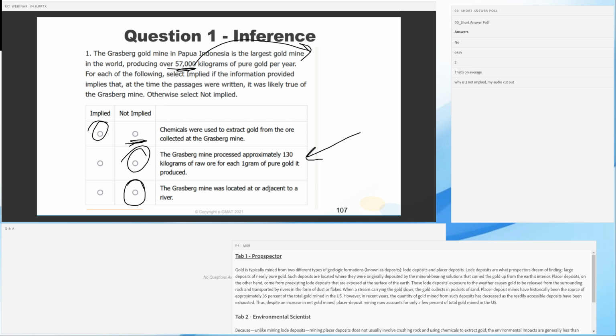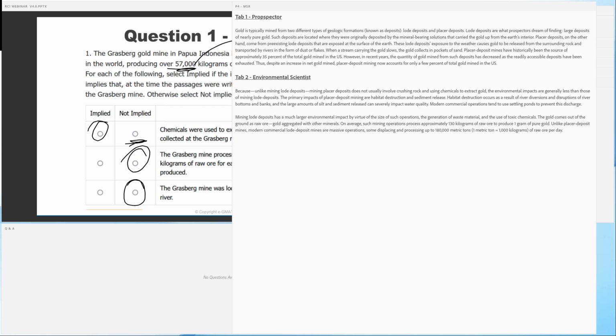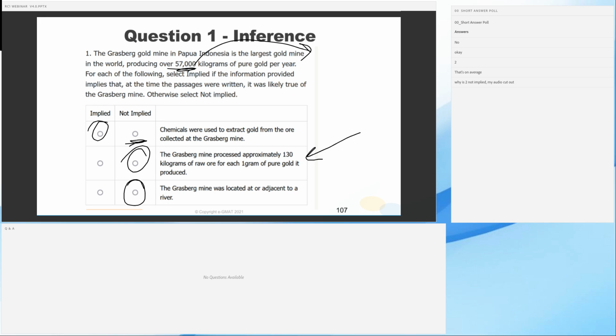Why is 2 not implied? What do we know over here? The lode mines on average process 130 kilograms of raw ore to produce 1 gram of pure gold. This is an average number. If I tell you internet companies on average earn 15% profit on their sales, does it mean that the largest internet company earns 15% profit on sales? No. In the same way, if lode mines on average process 130 kilograms of raw ore for 1 gram of pure gold, does it mean that the largest mine would do that? No, absolutely not.